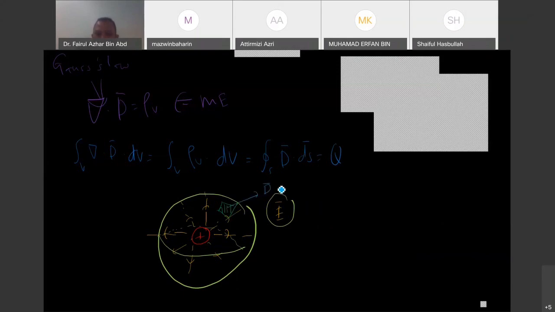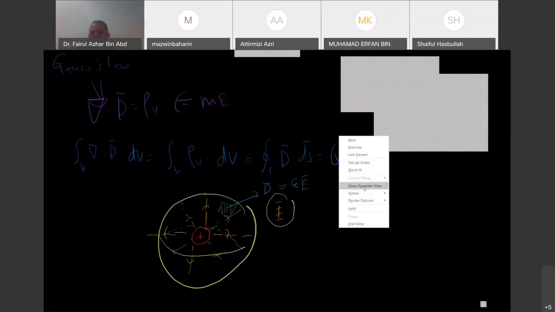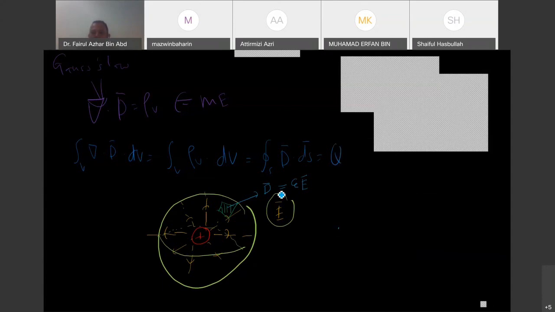But eventually, we can express the value of electric field intensity by using the vector D, the electric flux density, where the vector D is equal to epsilon multiplied by the vector E. Alright, so in this case, how can we express our vector D?